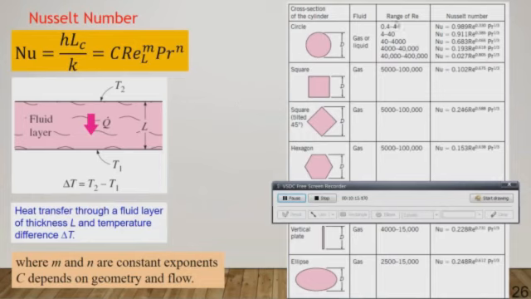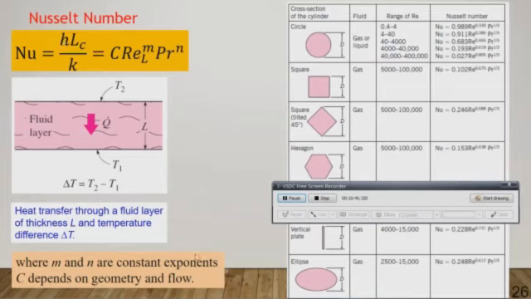Based on this, first we need to determine the Reynolds number. From the Reynolds number, we determine which Nusselt number is relevant to that particular case. But for this case, the Nusselt number is already given. So just determine the Reynolds number and then use this formula to determine the Nusselt number. From the Nusselt number, we determine the h value, which is the convection coefficient. And then from there, we can determine Q.